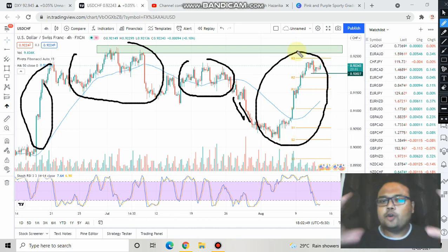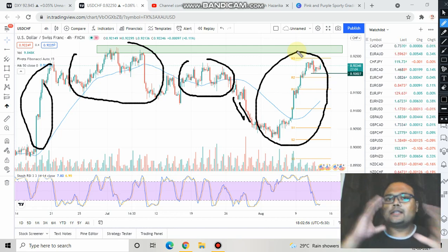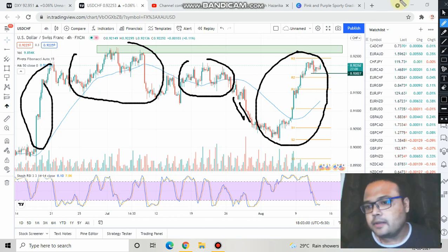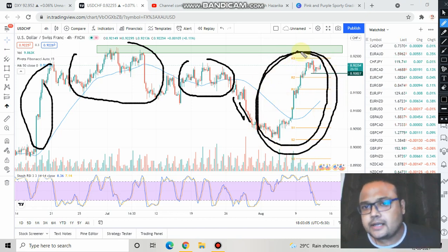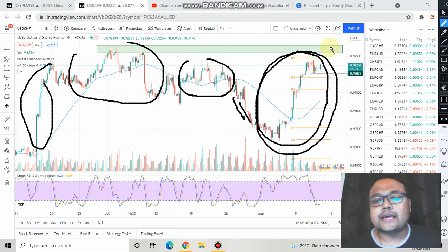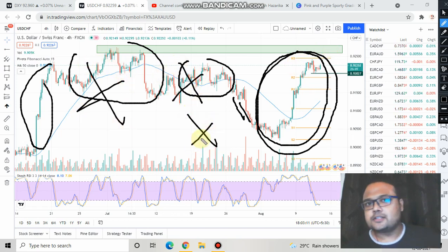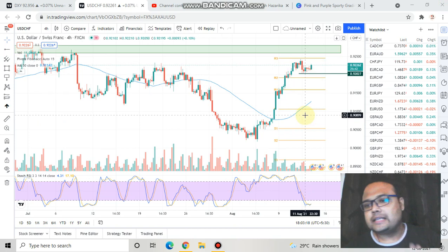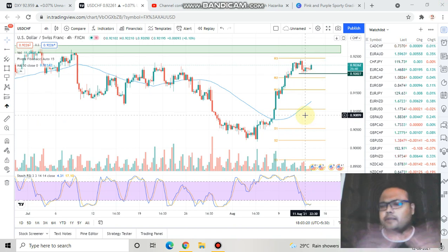If we look at the overall chart of USD CHF, we do not get a clear picture. This is not a trending market; rather, it looks like a confusing, messy chart. But if we just focus on the present market, there is no doubt that this market is extremely bullish. Just forget about the past and concentrate on the present. The present chart is extremely bullish, no doubt about it.